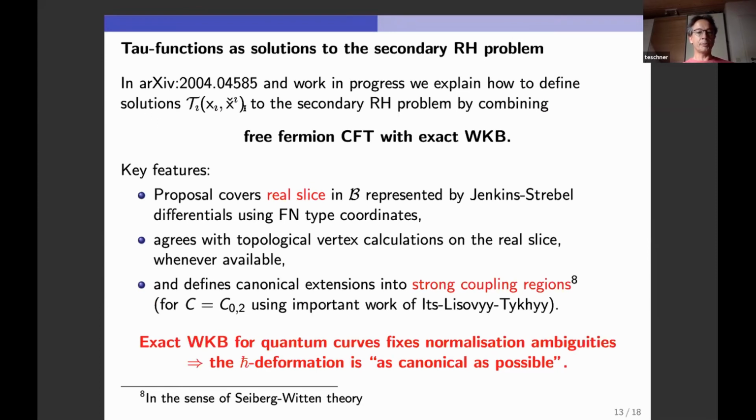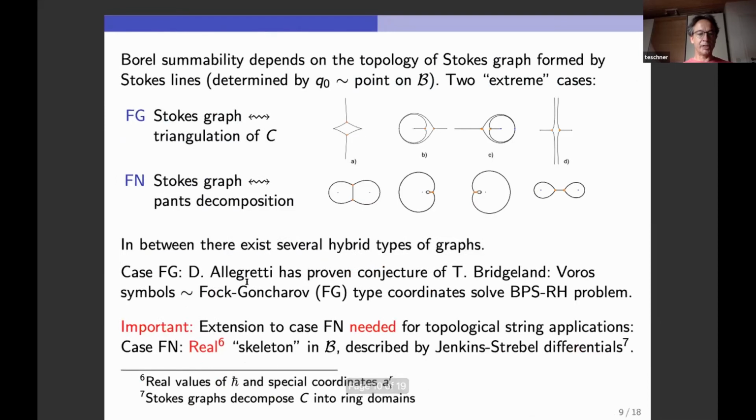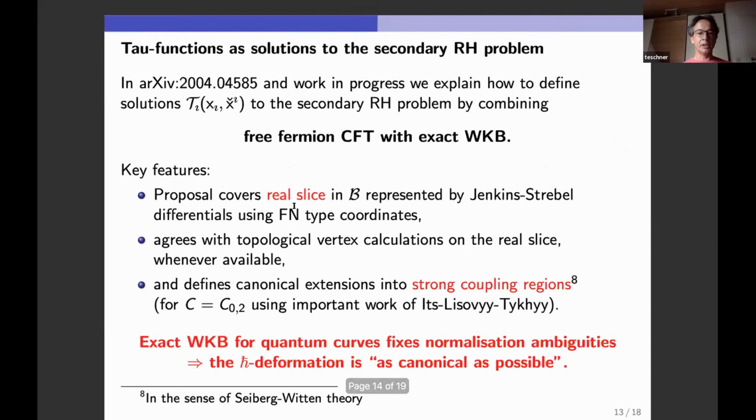So this is to explain how to define the solutions of the secondary Riemann-Hilbert problem by combining free fermion conformal field theory methods with the exact WKB used basically in the way I explained. So let me stress some features of the output of that. First, I stressed the importance of going beyond just the case of triangulations, namely to include the cases which have Jenkins-Strebel differentials and which define a pants decomposition.